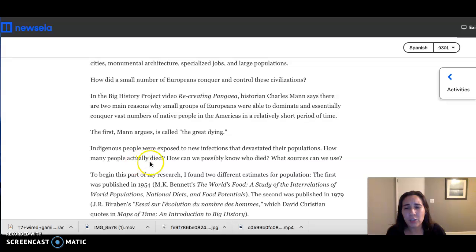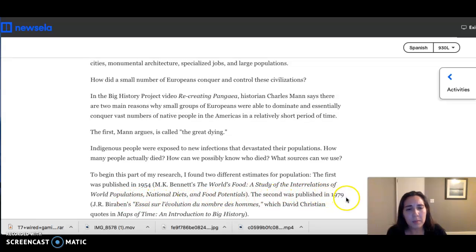How many people actually died? How can we possibly know who died? What sources can we use? To begin this part of my research, I found two different estimates for population. The first was published in 1954, M.K. Bennett's The World's Food, a study of the interrelations of world populations, national diets, and food potentials.